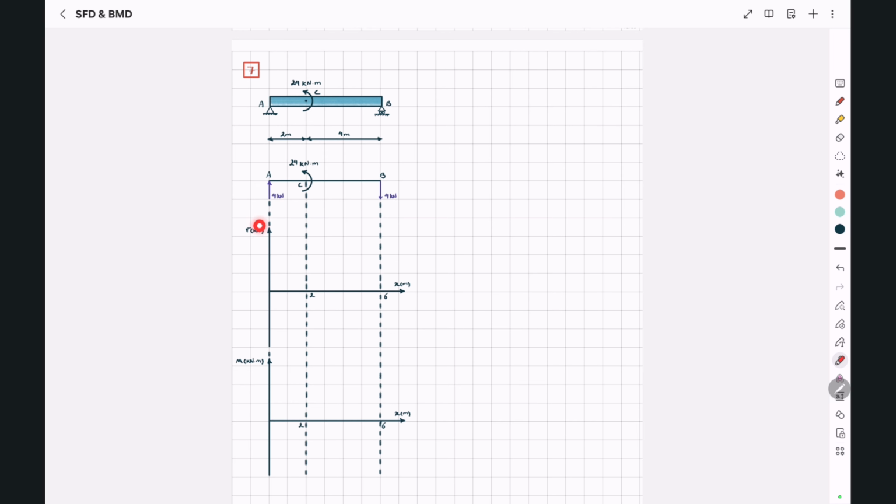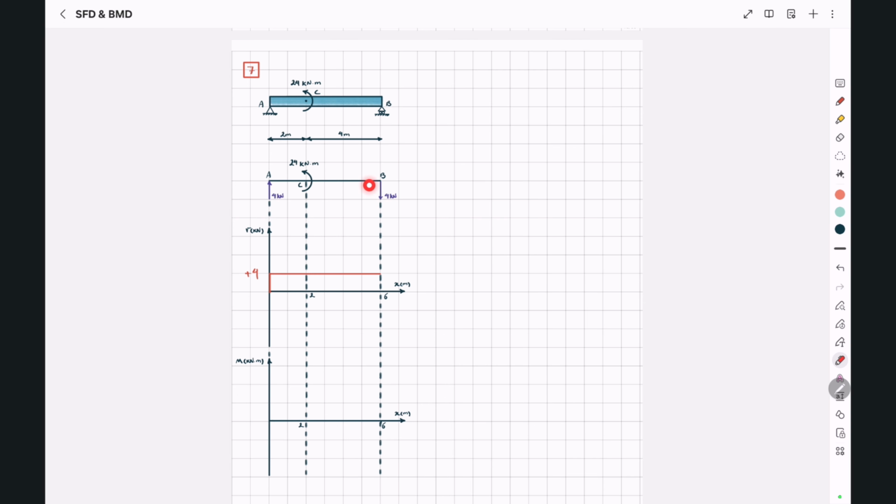Alright, let's start with the shear diagram. At point A, we have an upward or positive concentrated load with a magnitude of 4 kilonewton. So at this point, we're going to have an upward jump. This is positive 4. From point A to point B, we don't have any concentrated loads applied, and we don't have any distributed loads applied, so the shear force will remain constant, and we can draw this a straight line.